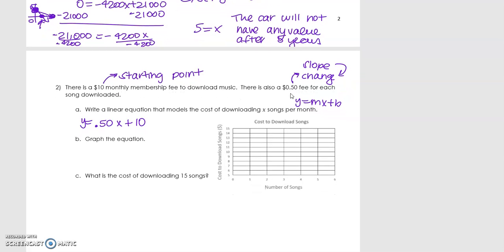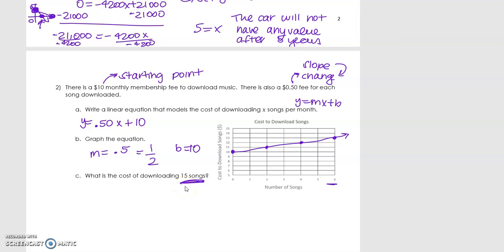So graph the equation. Our slope, we're going to need to know what that is, 0.5. Put that as a fraction. We know that's 1/2, right guys? So the y-intercept is at 10. So I'll put a point at 10. And then we'll use our slope. Rise and then run. Rise 1, run 2. Rise 1, run 2. And then we'll connect. And then last thing we want to do is, what is the cost of downloading 15 songs?